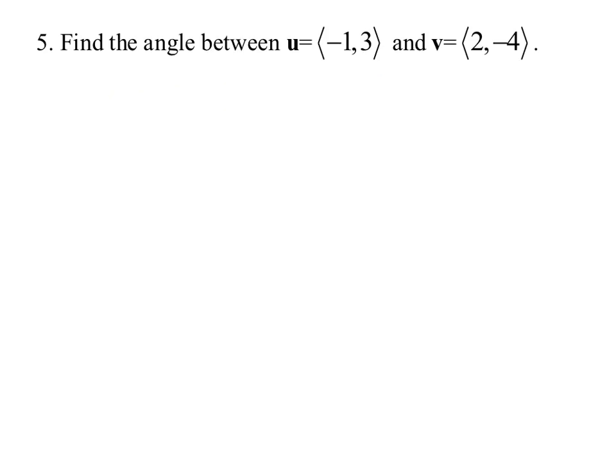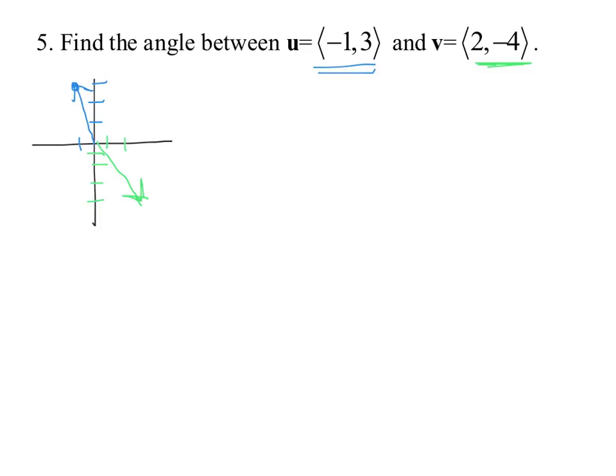For problem 5, we're going to find the angle between two vectors. So here we have vector u and vector v. What I would like to do first is draw a picture of what this might look like, so we can get an idea of what size of angle we're trying to find. That might help us, once we find our solution, to see if it makes sense or not. So let me draw a picture of the vectors that we have.